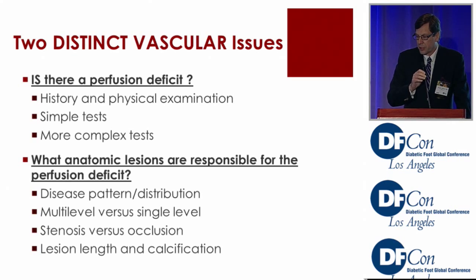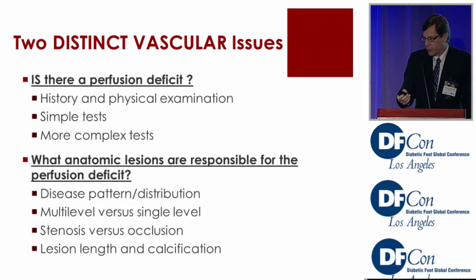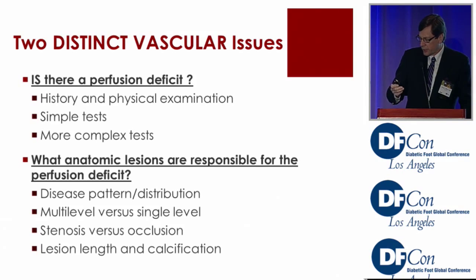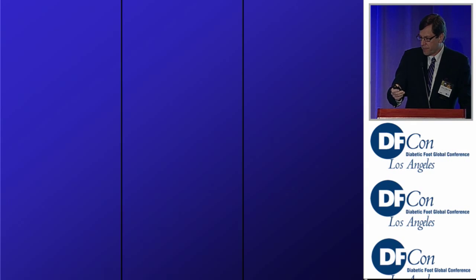I think history and physical is really important. There's some simple tests that we all use, and there's some more complex tests which are already available. Then once you've assessed the perfusion, then you go for the anatomy. So that's the problem I have with why not just get an imaging study? You'll see where the lesions are. Well, you'll see the lesions, but that doesn't necessarily correlate with perfusion.